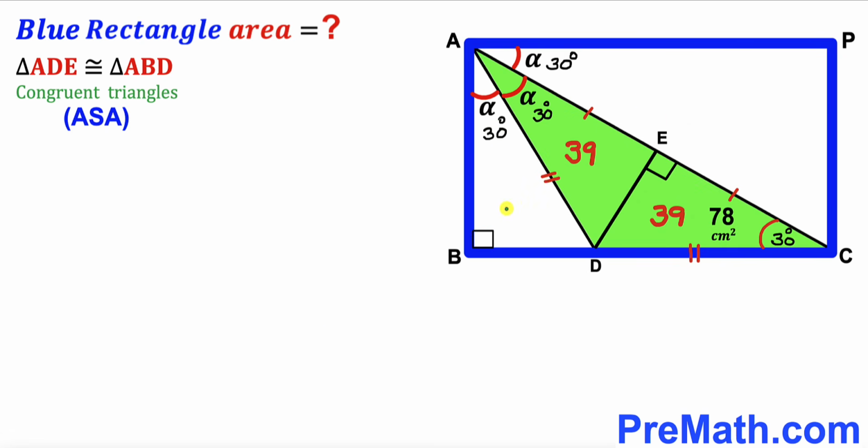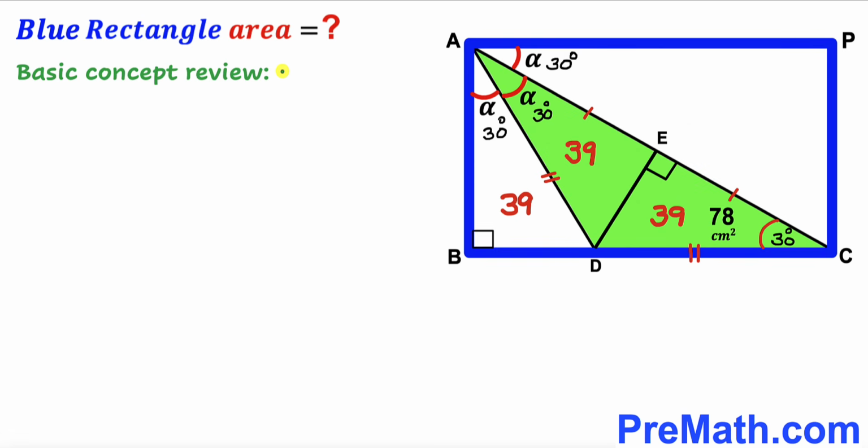And since these two triangles are congruent, therefore their area is going to be identical as well. If the area of this triangle is 39, then the area of this triangle ABD is going to be 39 centimeters square as well. And now before we proceed any further, let me go over the basic review.